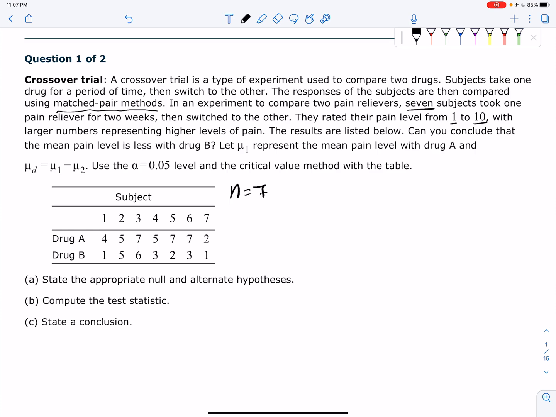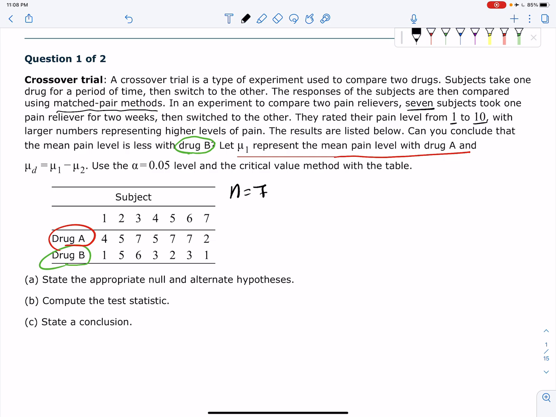The way this book deals with when you have 2 pairs of data, they define one of them for us, which makes it nice. And here it is right here. It says, let mu sub 1 represent the mean pain value with drug A. That means that drug B is going to be mu sub 2. So let's get our colors down here. Drug B is our green. Drug A is our red.